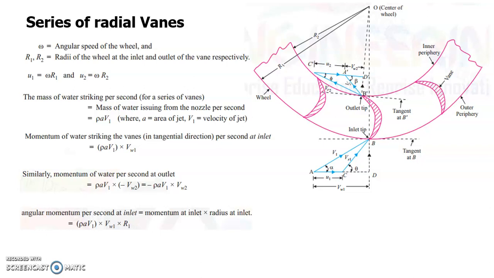So angular momentum per second at inlet is its momentum, which we have calculated, into the radius at inlet. So it's the momentum at inlet into radius: rho into A into V1 into VW1 is the momentum at inlet, into R1. Similarly, we also calculate the angular momentum per second at outlet, and that equals minus rho A V1 into VW2 into R2.